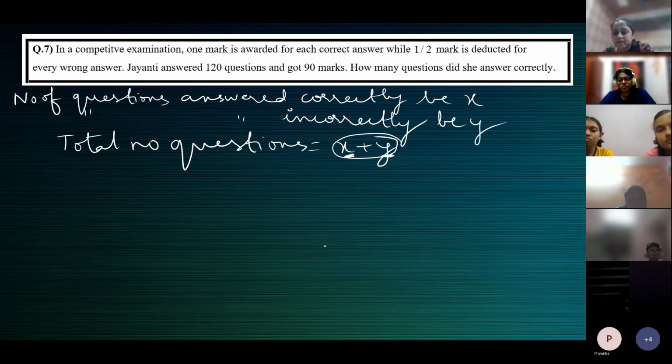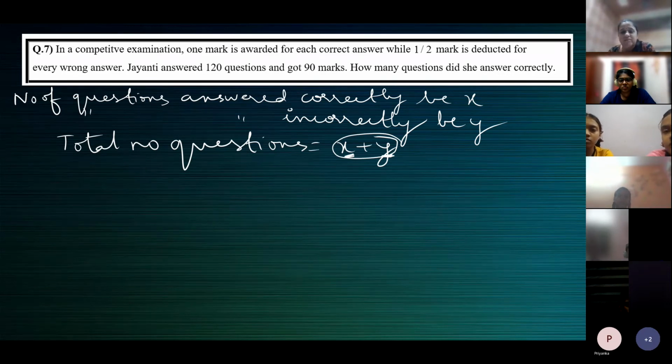I'm telling you again, there is no mention that Jayanti has omitted any question. So what we can assume is Jayanti has answered all the questions. Some are correct, some are incorrect. Correct is x, incorrect y. So answered correctly plus answered incorrectly will be the total number of questions, x plus y, and x plus y is equal to 120.